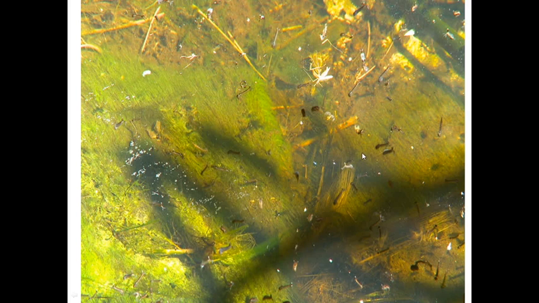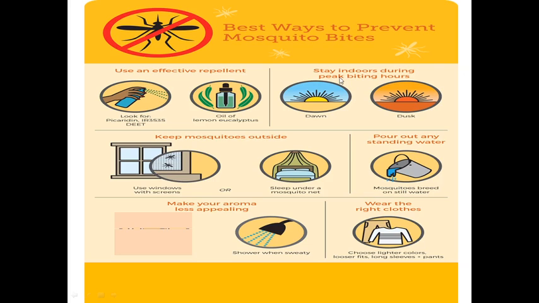We can say that mosquitoes can grow in dirty places. So what do we have to do? We have to keep our house and our surroundings clean. Like that we can avoid the diseases. Some prevention I have given for mosquito bites. Already we have learned about that. You have to use an effective repellent. Then stay indoors. Maybe you have observed that in the evening there are some mosquitoes, so avoid sitting outside for more time.